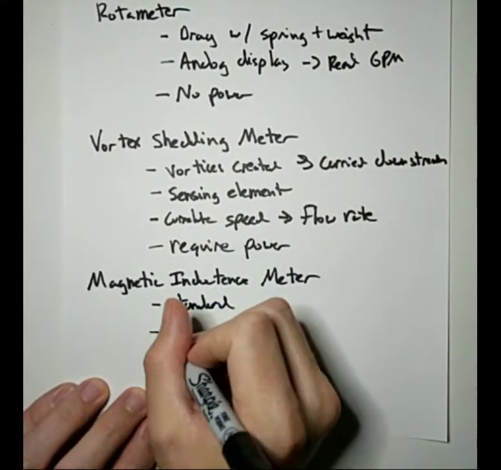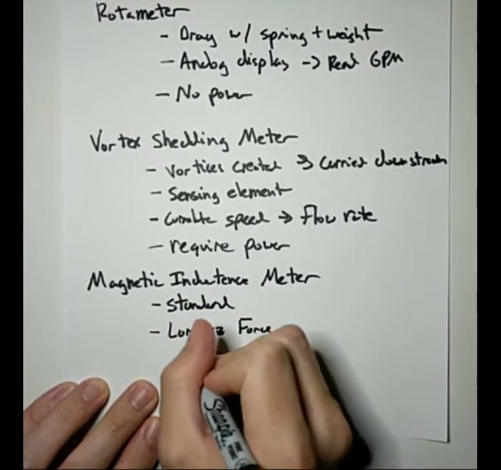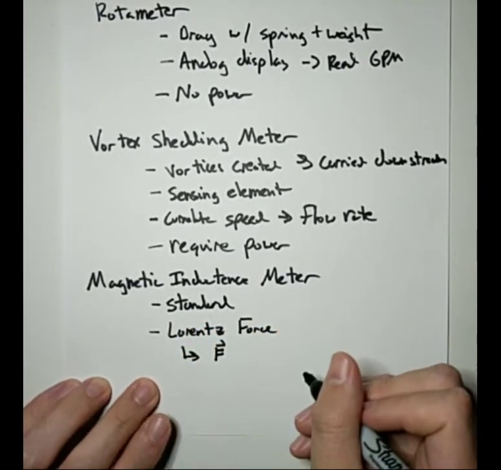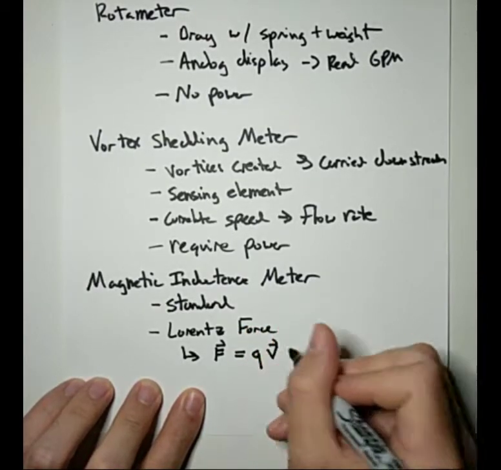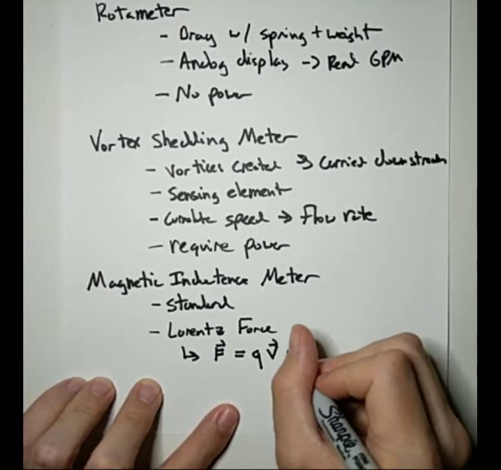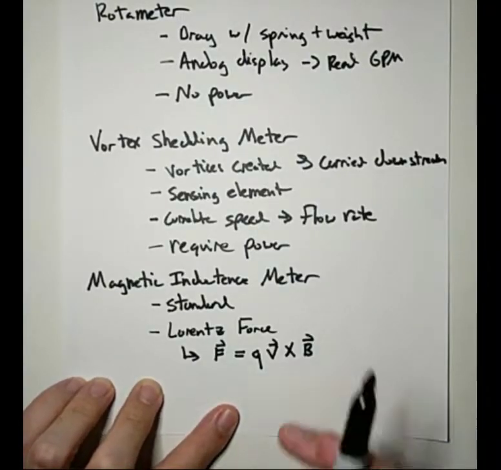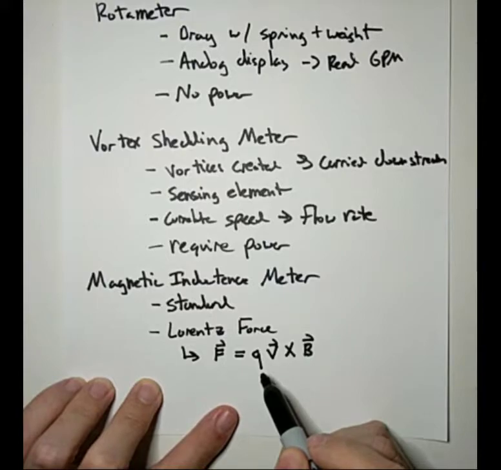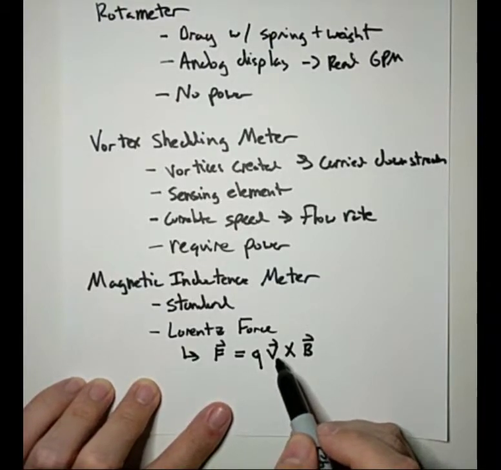So the magnetic inductance meter works on something called the Lorentz force. So that is a force vector is equal to a charge times some velocity vector crossed with a magnetic field vector. So charges are present in the water because there are ions in it. So there are positive and negatively charged particles in there. They're in the water, so they're moving with some velocity in a known direction, that is the water flow.